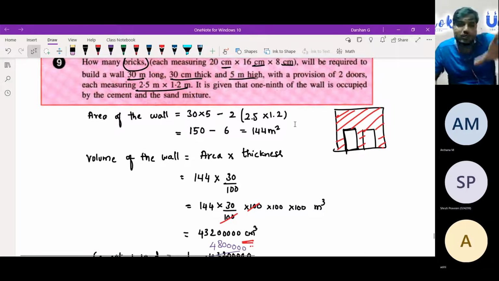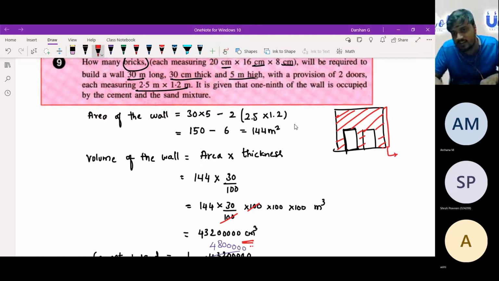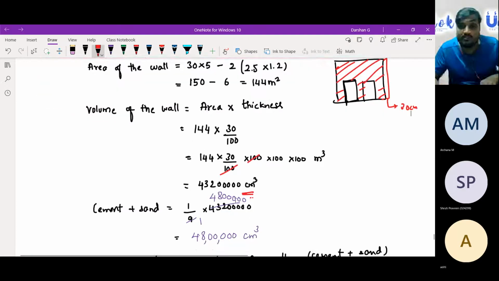Because the wall is not a 2D thing. It's a 3D thing because it has length, breadth, and it also has this thickness. This thickness, here they have given it as 30 centimeters. So that is why all this will come into the picture.